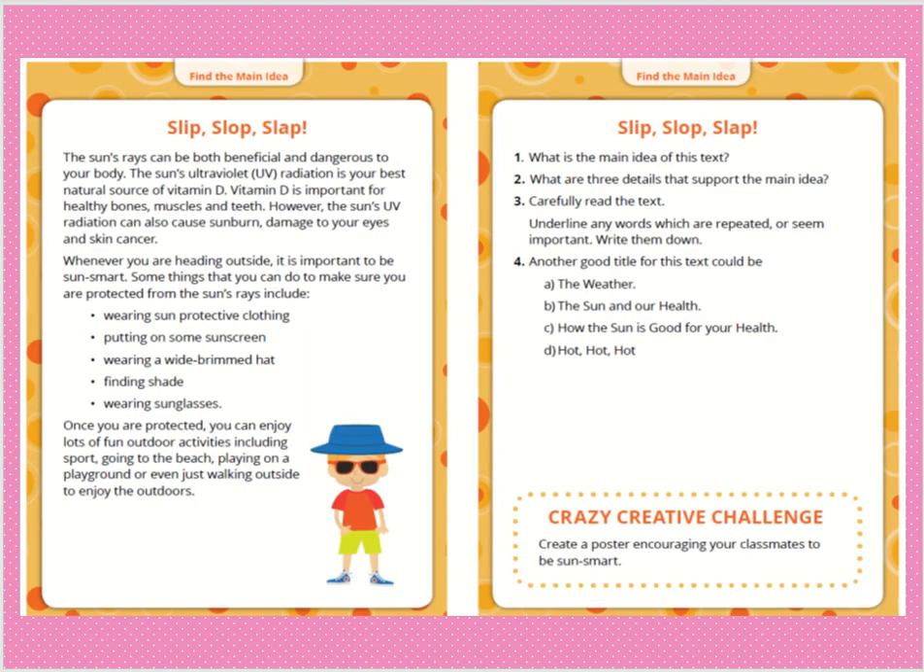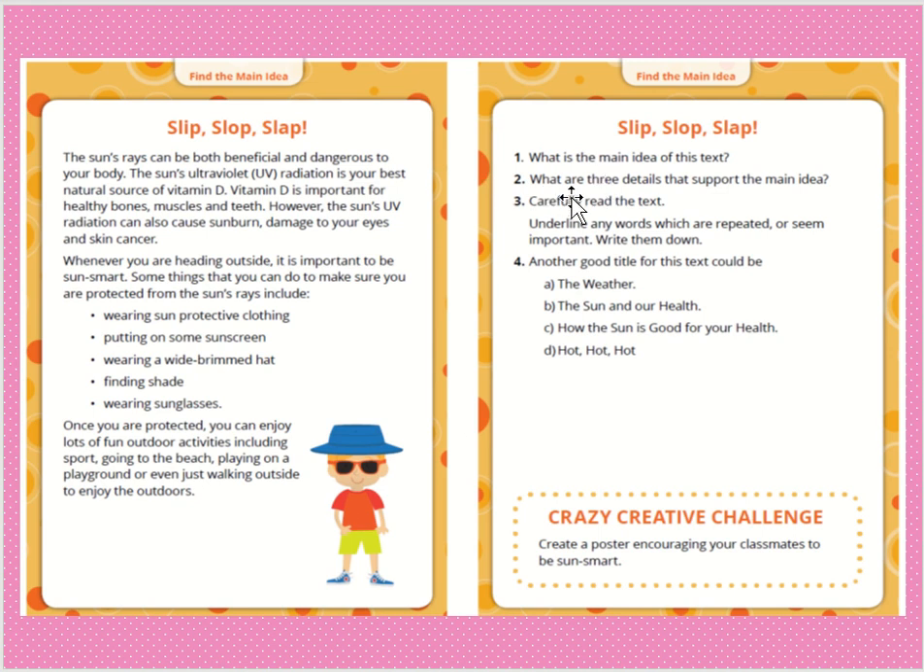All right, for this week, this is going to be your task. You're going to read a piece of text and then you're going to answer some questions. The first question is, what is the main idea of this text? So you'll be reading the piece of text on slip, slop, slap, and then you are going to try to figure out what is the main thing they are trying to tell you.